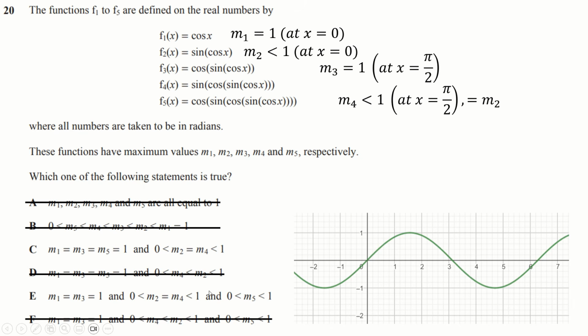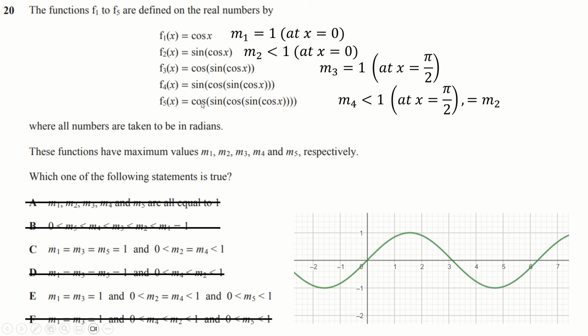Now, what's the difference between C and E? Well, C claims that I can just make M5 maximum 1, just like I could make M3 and M1. And E claims that I can't do that. So, okay, let's have a think about this. Let's just try and make the maximum of f5 1.